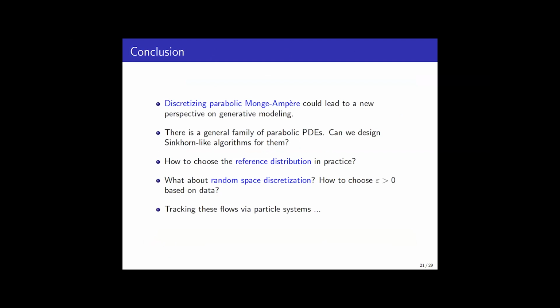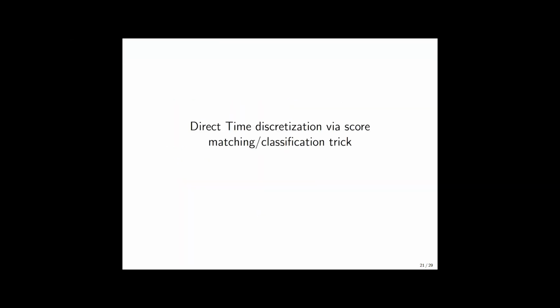Also, this reference distribution, the one you are choosing, the simple distribution, does affect the rate of convergence of this sort of a process. So how to choose that in practice, so as to optimize over maybe a class of distributions, is not really clear. Hopefully, this gives a different perspective of generative modeling, but we are still doing numerical experiments to see how practically useful this is.